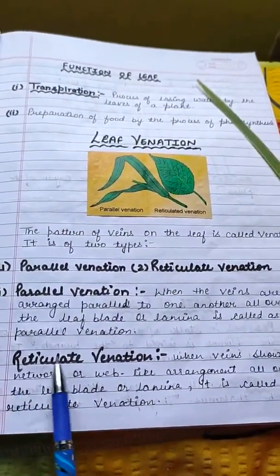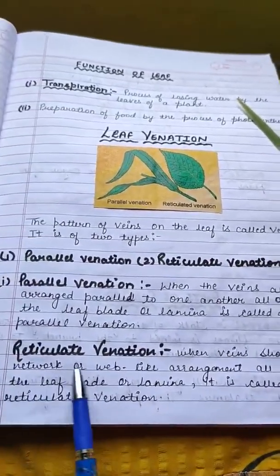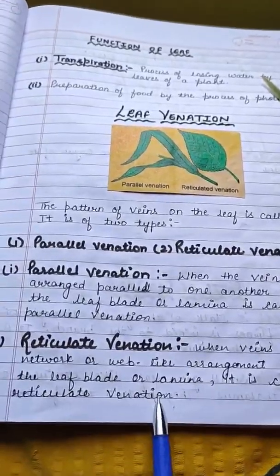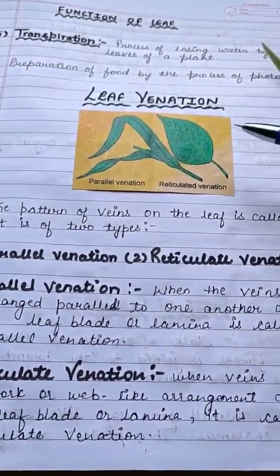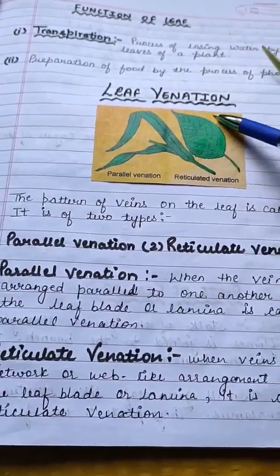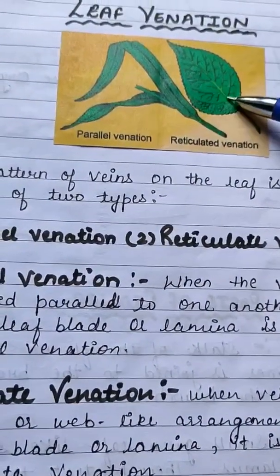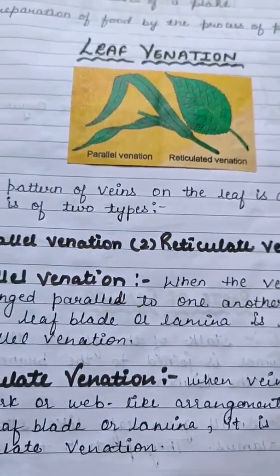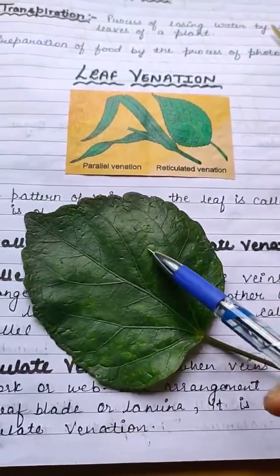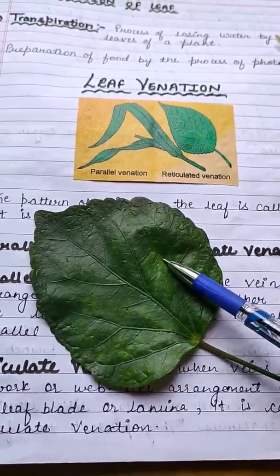Next is reticulate venation. When veins show a network or web-like arrangement all over the leaf blade or lamina, it is known as reticulate venation. When the veins show a network or web-like arrangement, like here, this is known as reticulate venation. You can see here also, these veins are arranged in a web-like arrangement. So this is an example of reticulate venation.